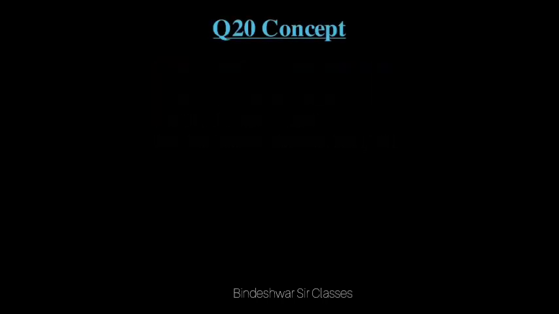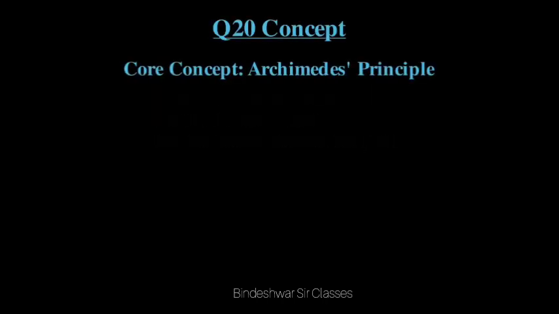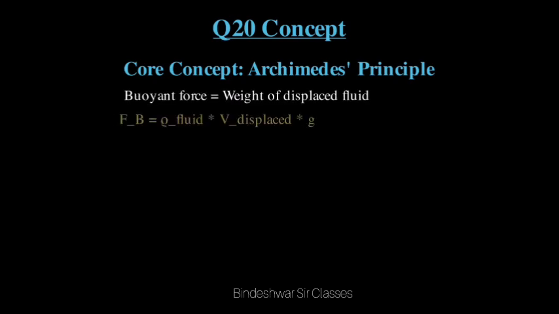To answer this, we need to recall the fundamental principle governing buoyant force, Archimedes' principle. This principle states that the buoyant force on an object submerged in a fluid is equal to the weight of the fluid displaced by the object. The formula for this is F_B equals rho_fluid times V_displaced times g.